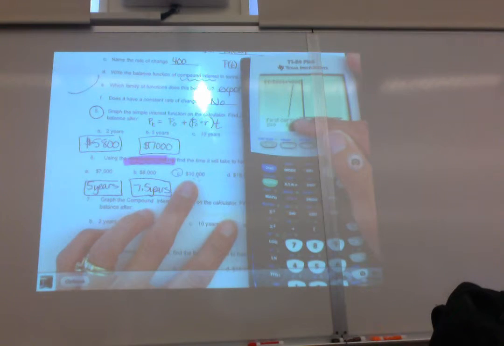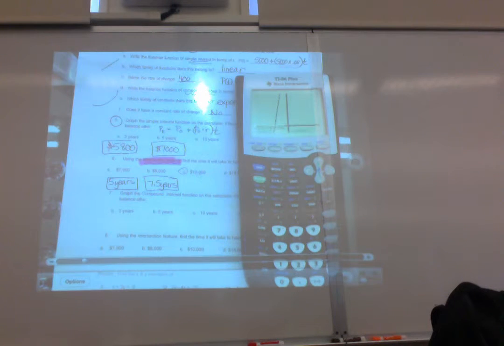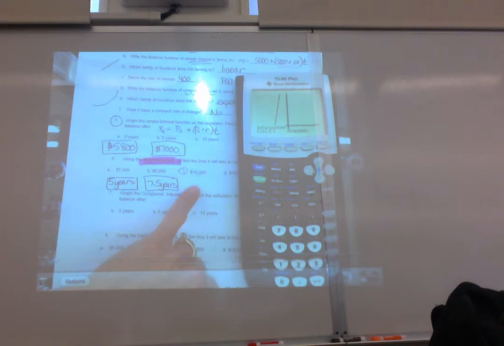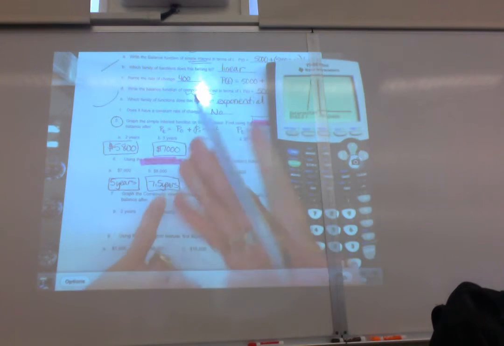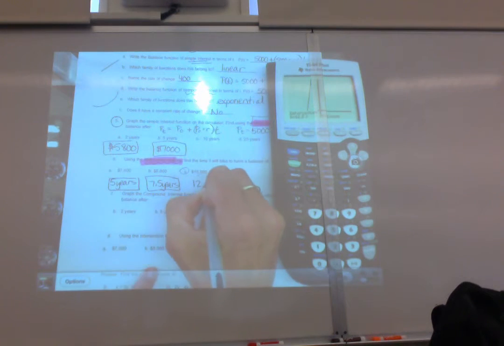Anna and Isabella, are you there? First curve, I push enter. It says second curve, I push enter. And then it says guess, and I push enter a third time. Enter. Now, I got 10,000. How many years is that? 12.5 years.